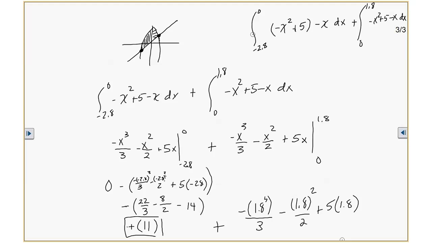What is 1.8 to the third power? So that's 5.8 over 3. And then what's 1.8 squared? 3.6 divided by 2 is 1.8, right? And then 5 times 1.8 is what? 9? So that's going to be negative 2 minus 1.8, which is negative 3.8. What is that going to be? Positive 5.2. So 11 plus 5.2, I get 16.